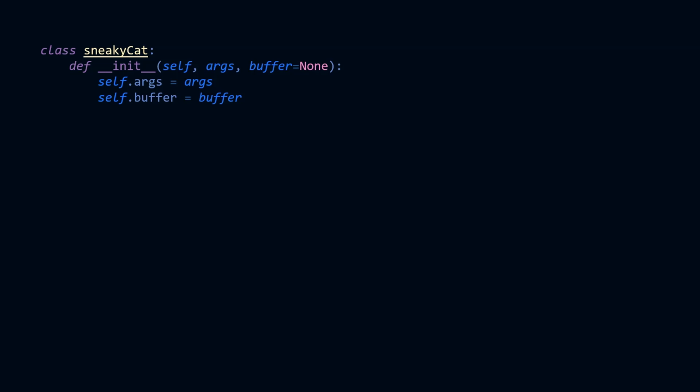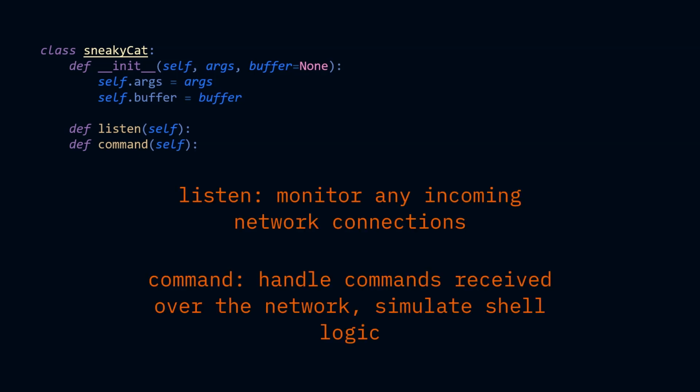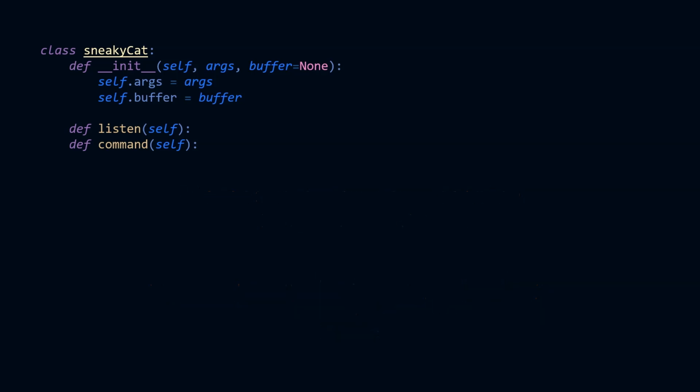Once we are done with the initialization, our focus shifts to defining methods that will be employed based on our arguments. Specifically, we need to delve into two critical functionalities, the listen and the command. The listen method will monitor any incoming network connections. The command method encapsulates the logic necessary for handling commands received over the network, effectively simulating the shell logic essential for command execution. To handle any network connections, we need to work with sockets.